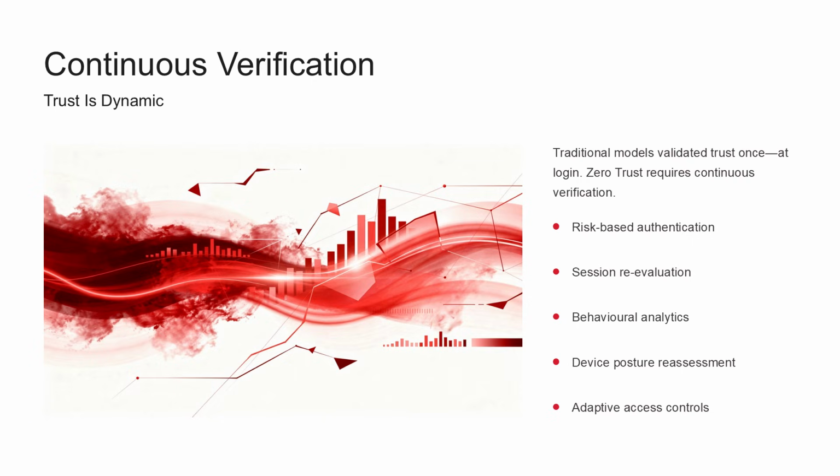As an architect, your responsibility is to ensure these signals integrate cohesively. Logging systems must feed risk engines. Identity providers must integrate with device management. Access policies must be dynamic, not static. This requires architectural orchestration. Zero trust is not about stronger authentication once. It is about dynamic trust evaluation continuously.